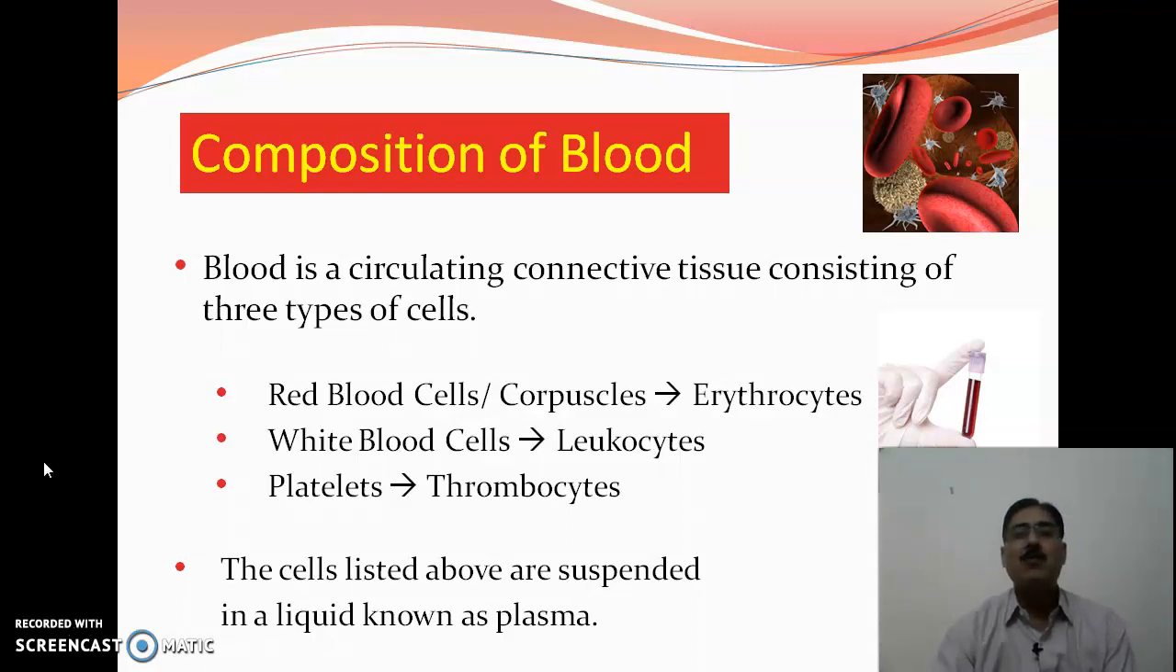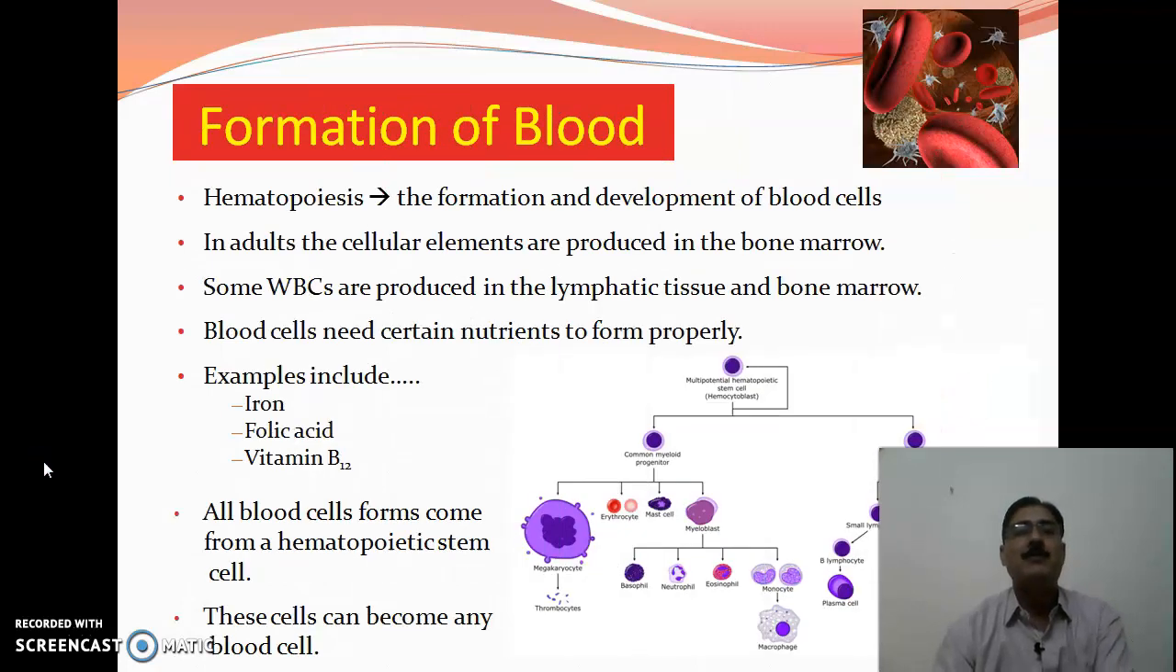Blood is a circulating connective tissue consisting of 3 types of cells: the red blood cells or red blood corpuscles, also known as erythrocytes; white blood cells or white blood corpuscles, known as leukocytes; and platelets, which are thrombocytes. The cells listed above are suspended in a liquid known as the plasma.